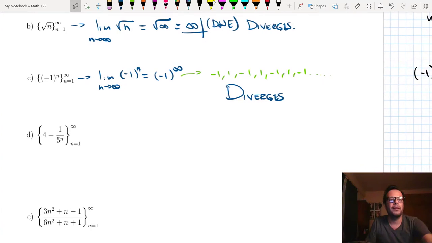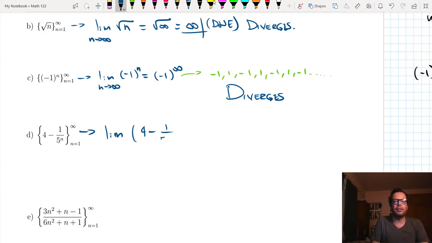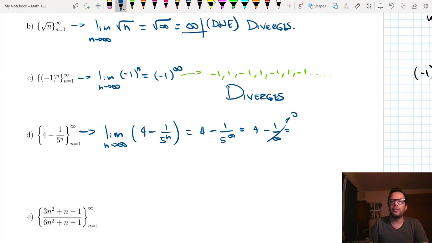Okay. Let's look at letter D. Letter D, limit of 4 minus 1 over 5 to the n as n approaches infinity. And what is going to happen here? So 4 minus 1 over 5 to the infinity, as we did earlier in the semester when we reviewed limits to infinity. So 1 divided by 5 to the infinity, it's simply 1 over infinity, which goes to 0. So the final answer is 4. Okay.